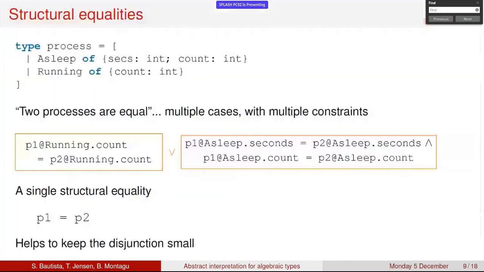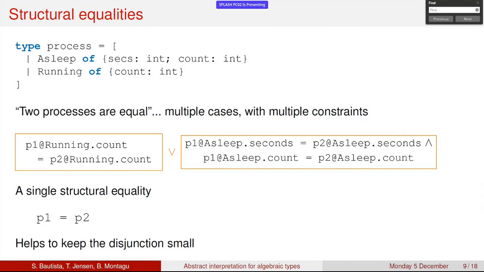So I'm going to explain what the domain for structural equalities is and how it helps to keep the disjunction small. So let's come back to the process type that I showed before. For processes that are either asleep or running. If at some point in an analysis we want to say that two processes, P1 and P2, are equal, then if we only use the NPR lifting, we would need to distinguish two different cases, because we would need to distinguish the case in which both processes are running and the case in which both processes are asleep.